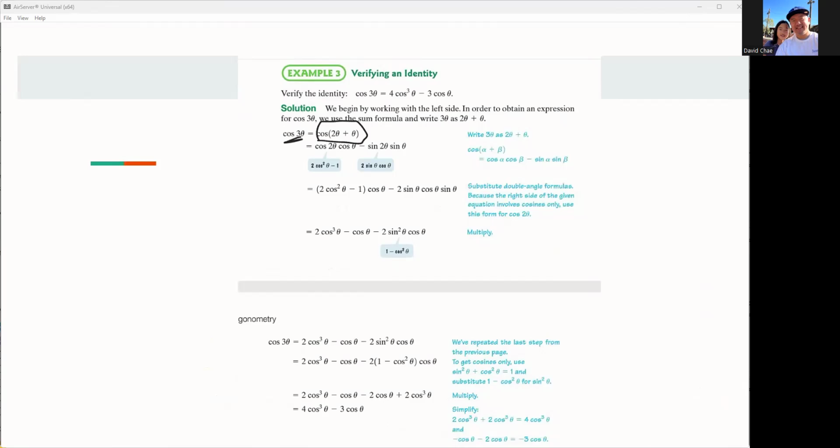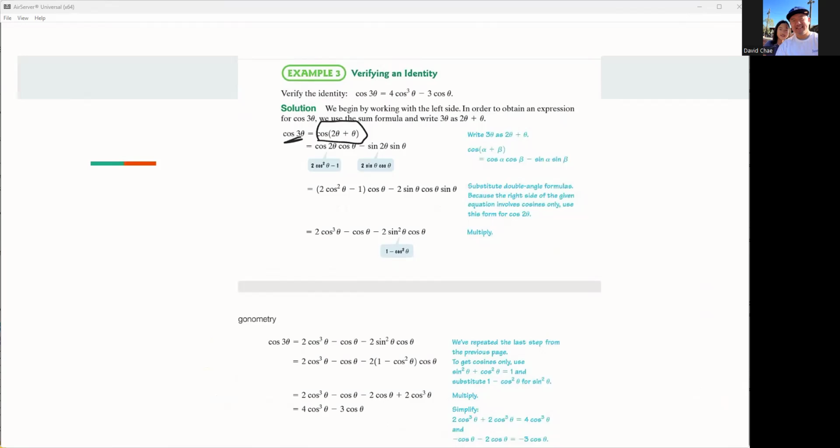Go to page 583. We're using the sum and difference formulas for cosine and sine. You see that on 583? It says cosine A plus B equals cosine A cosine B minus sine A sine B. So that's how they got cosine 2 theta cosine theta minus sine 2 theta sine theta. You guys see that? The A is 2 theta, the B is theta.